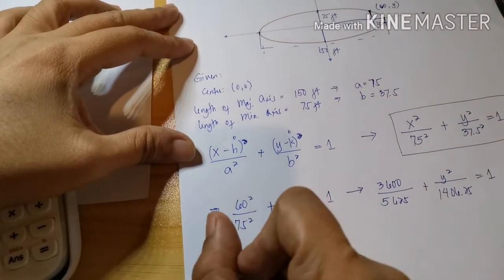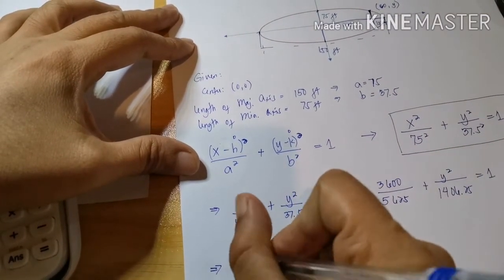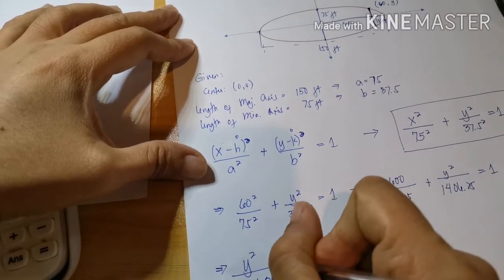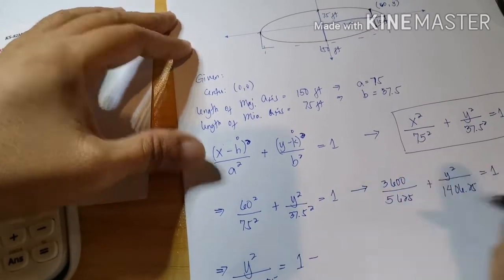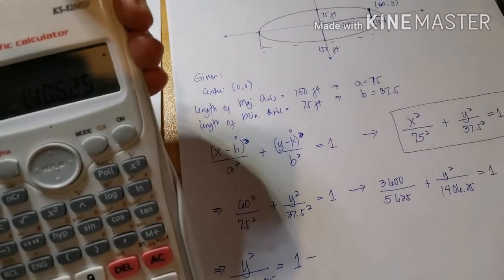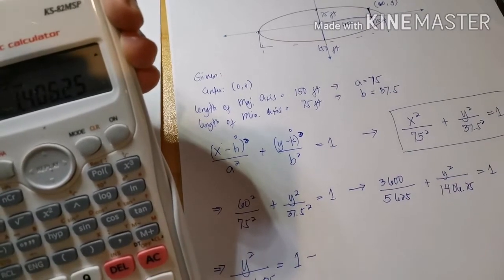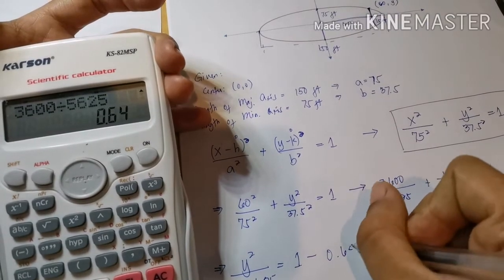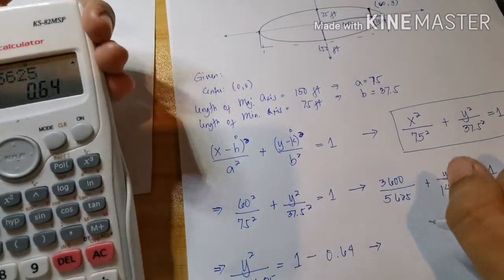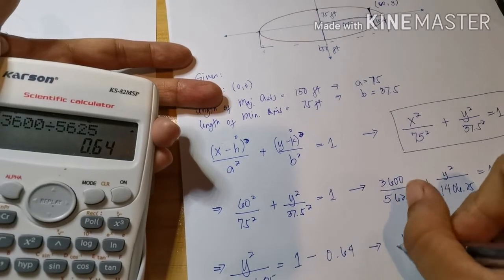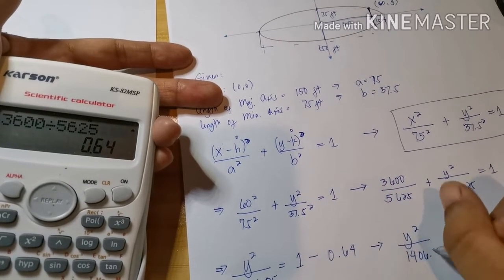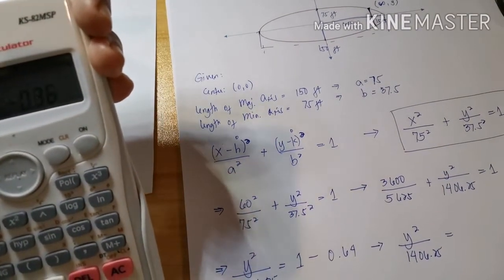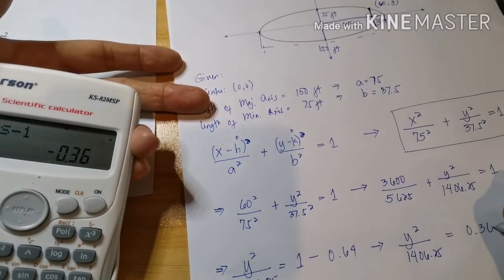For us to be able to find the value of y, we have to transpose this to the other side. So that will become y squared ang natira over 1,406.25 equals 1 minus, so i-divide na natin yun, 3,600 divided by 5,625 equals 0.64, which is also equal to, so we have y squared over 1,406.25 equals 1 minus 1 is 0.36.